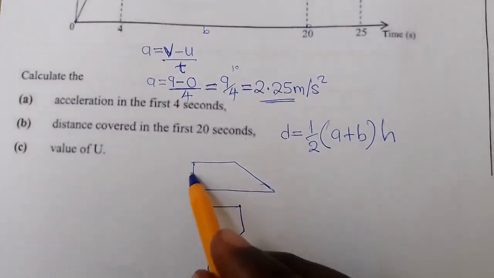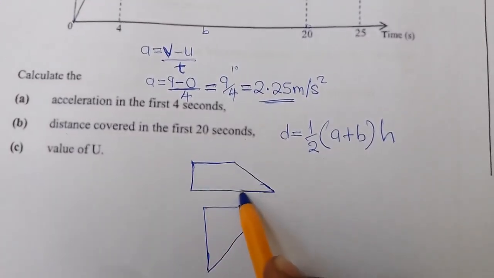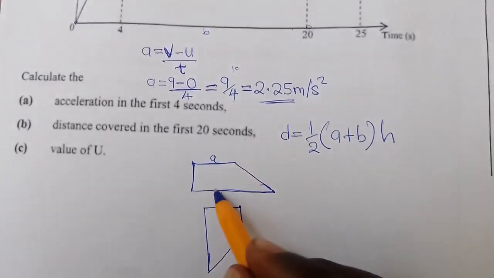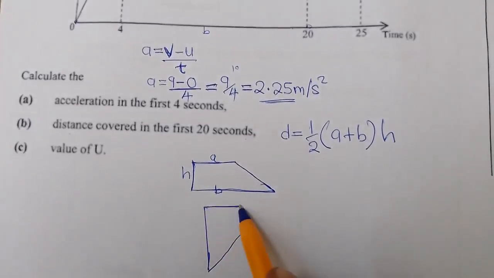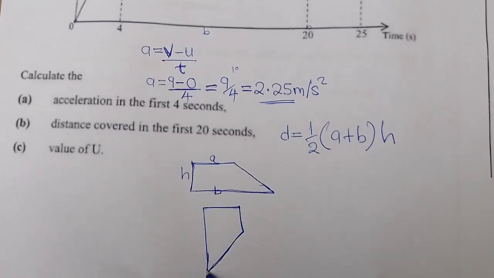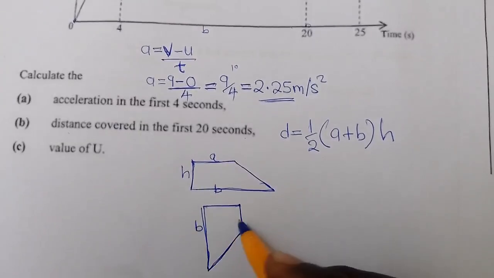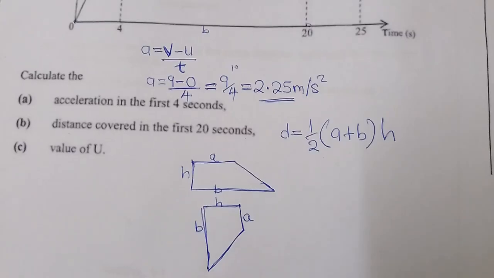So if it is in this manner, these two sides are parallel. So this is A, this is B. Then the height is here. But when it is pressed in this manner, this is the B, this is the A, then the height will be this one there. So these are some of the things that can help you recall the formulas to use and how to know the shapes.